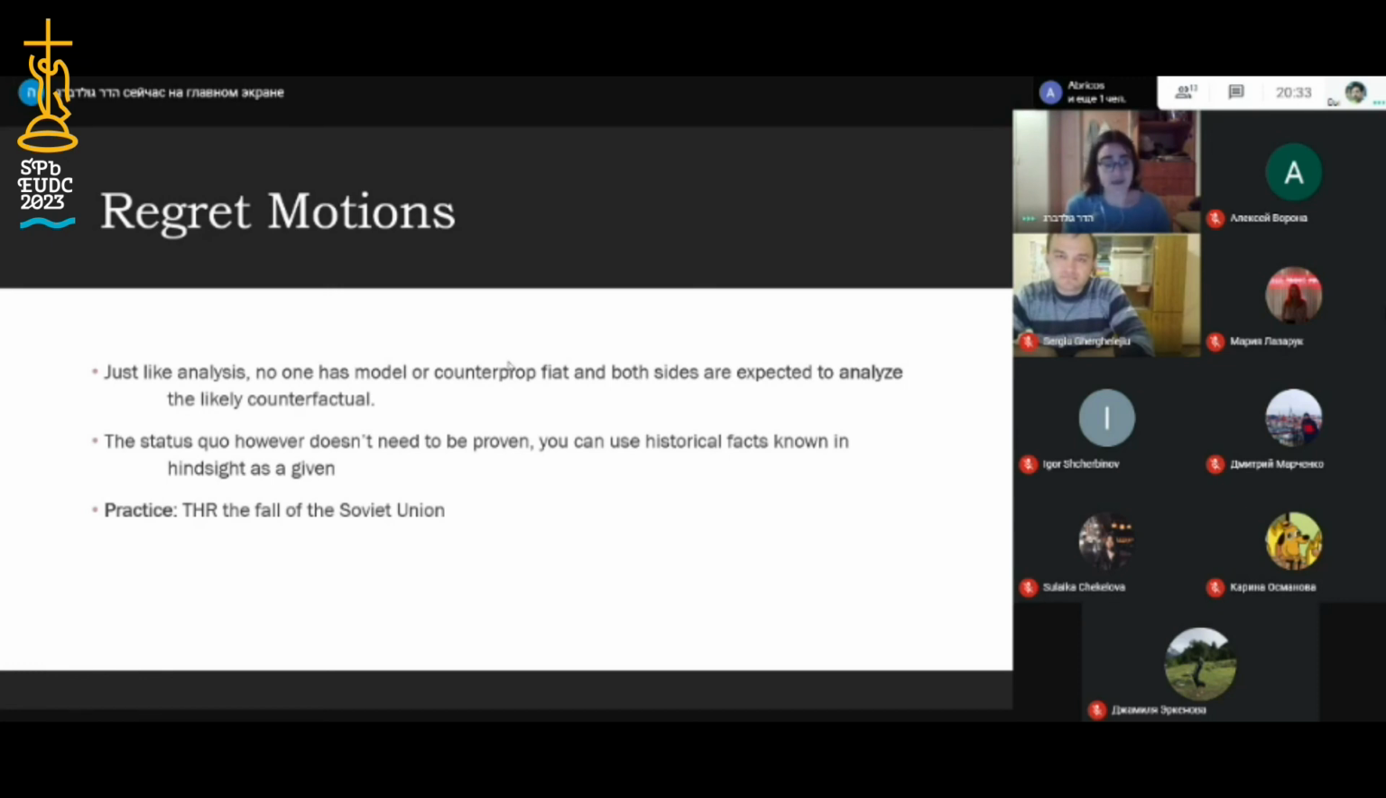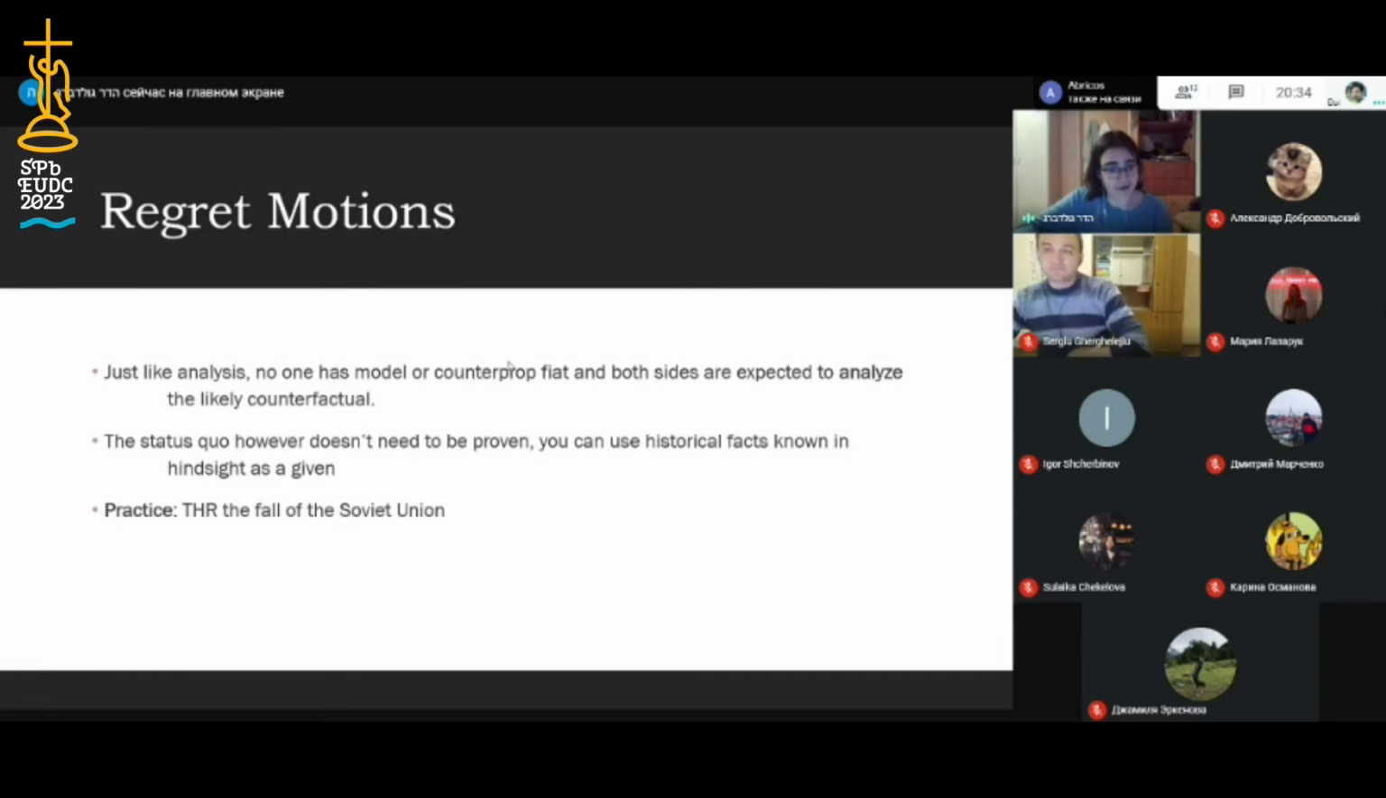Also, the status quo, unlike the counterfactual, doesn't need to be proven. You can use historical facts that are known in hindsight as a given. You don't need to prove that it is likely that Me Too has led to a specific impact that we know it has led to. If we know effectively something happened in history, we can take it as a given fact. Opposition can argue it would have happened regardless due to other reasons, but we don't need to prove that it would likely happen if it did.